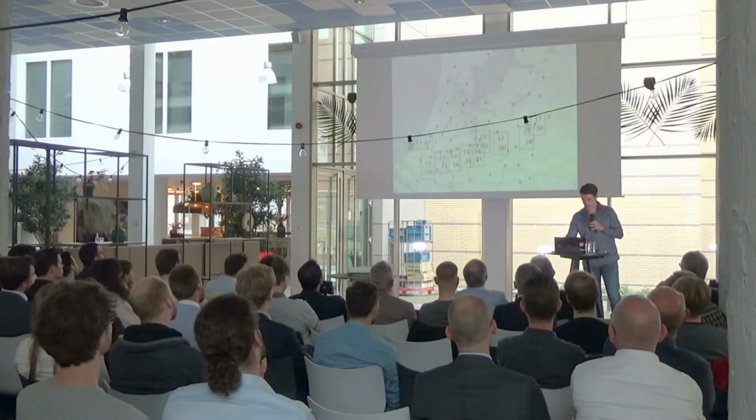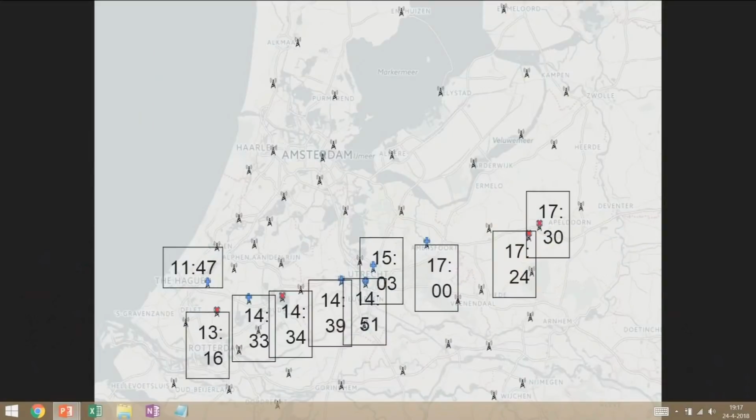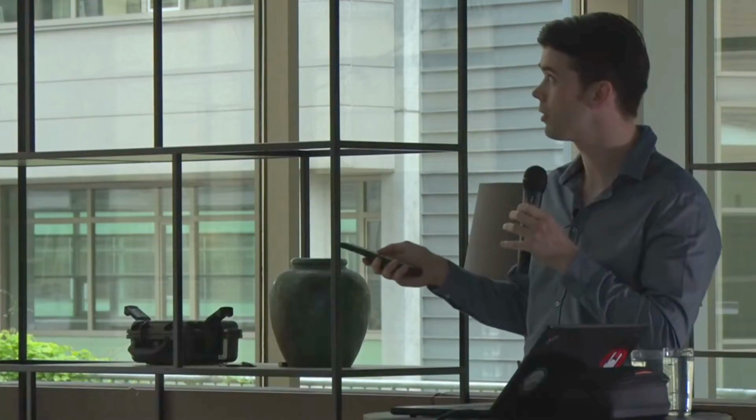So what we really have is something like this. We see that phone number 1 connects to a cell tower at 11:47 on this location, and then phone number 2 connects to this cell tower at 13:16, and so on and so on. You can kind of see that they're going in the same direction, but it's really difficult.